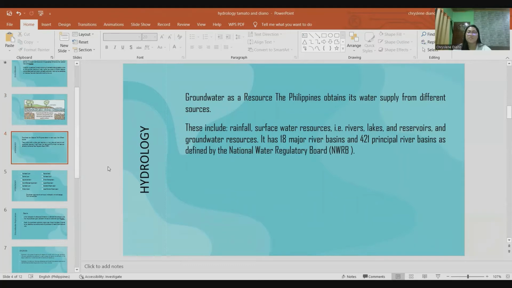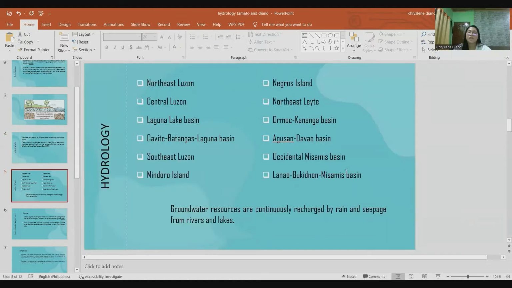Water as a resource: the Philippines obtains its water supply from different sources. This includes rainfall, surface water resources, for example rivers, lakes, and reservoirs, and groundwater resources. It has 18 major river basins and 421 principal river basins as defined by the National Water Resources Board, or NWRB.